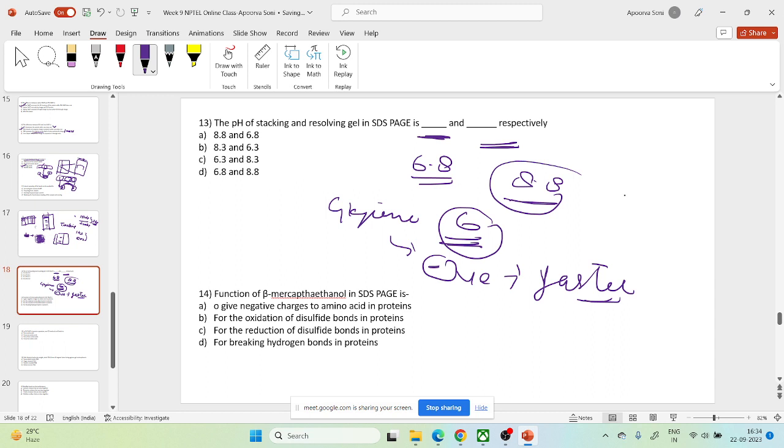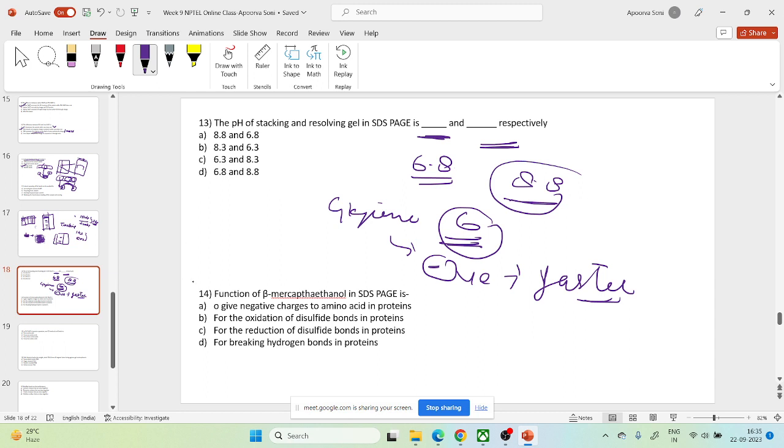Okay, suppose you don't remember which one is 6.8 and which one is 8.8, but if you know only the basic key, that the pH of resolving gel is more than that of stacking gel, then you can just confirm that if these are 8.8 and 6.8, and I know that resolving gel has a greater pH, so 8.8 would be of resolving gel, 6.8 would be of stacking gel.